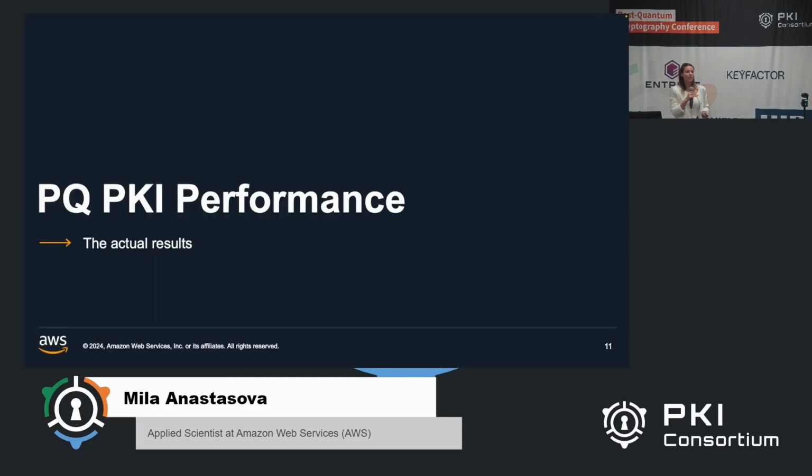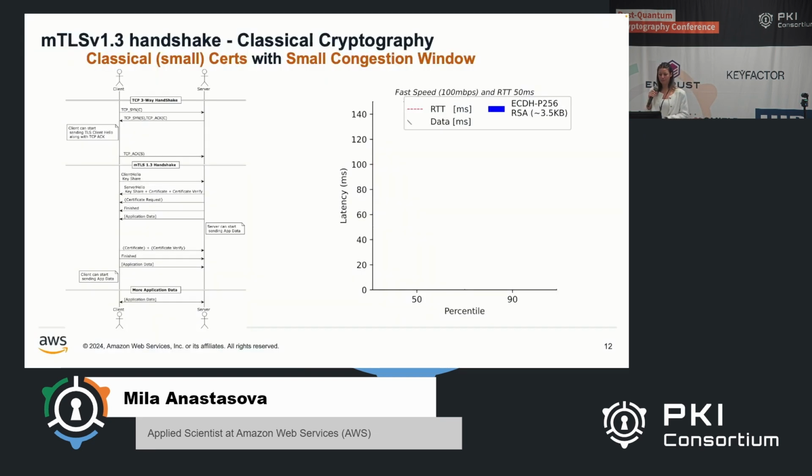Okay, now that we discussed how to estimate the cost of post-quantum mTLS, let's see now what the actual results are. We're going to start by discussing the mTLS handshake, where first of all, we're going to discuss the classical crypto primitives. For this benchmarking, we have used elliptic curve Diffie-Hellman for the key establishment and RSA as the digital signature algorithm, with around 3.5 kilobytes of certificate sizes.